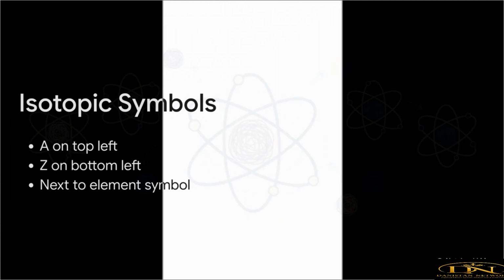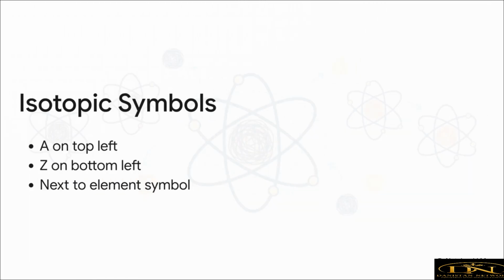Now, chemists love a good shortcut, so we use a really efficient visual shorthand for this. The nucleon number, A, is written at the top left of the symbol, while the proton number, Z, is written at the bottom left. So the general form is A on top, Z on bottom, right next to the element symbol X.